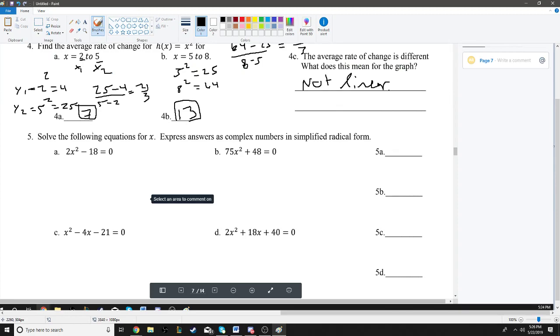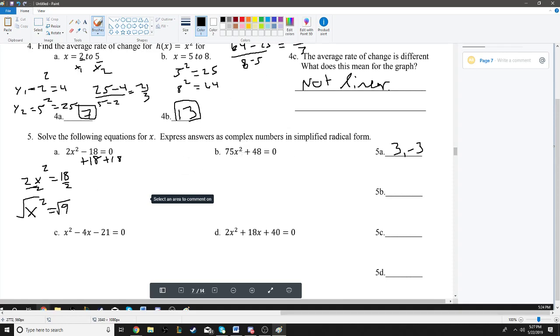So to solve the following equations, a couple ways we can do this. We can factor, we can do PEMDAS backwards, or we could do a quadratic formula. So let's do PEMDAS backwards. The first thing we're going to do is add 18 to both sides. So we get 2x squared is equal to 18. Then we divide both sides by 2, and that gives us x squared is equal to 9. Then we square root both sides, and we get x is equal to positive 3 and negative 3. Remember, you always get two answers when you take the square root.